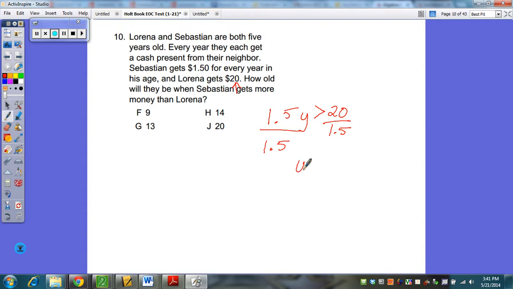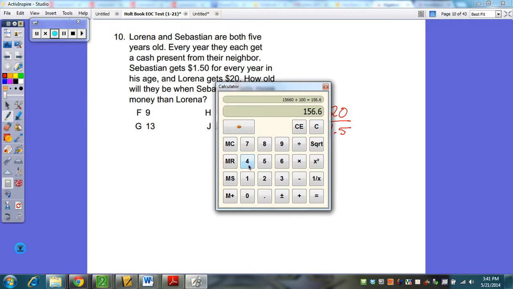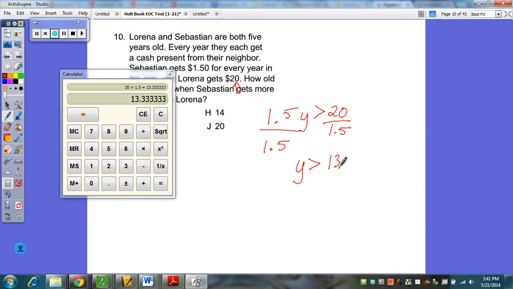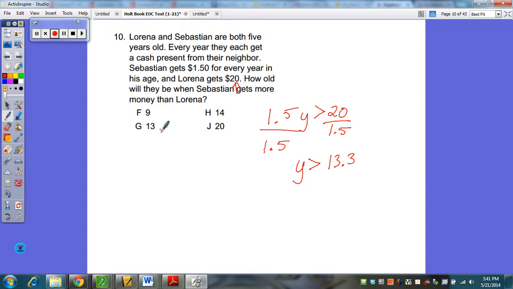And at that point we have y is greater than 20 divided by 1.5, which should be 13.3. So we have 13.3. Now the question is, when we look at the answers here, we have a 13, and we also have a 14.